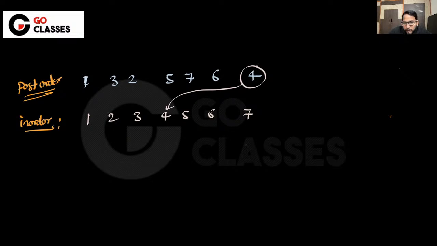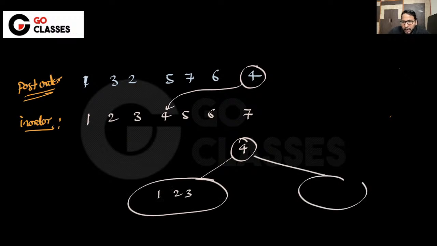So I will say that okay, 4 is my root, and then I need to make a binary search tree out of 1, 2, 3. I need to make binary search tree out of 5, 6, 7. Let me know if that is clear to everyone. So that's what I want to do. I will do it recursively, but let me know if that is okay.